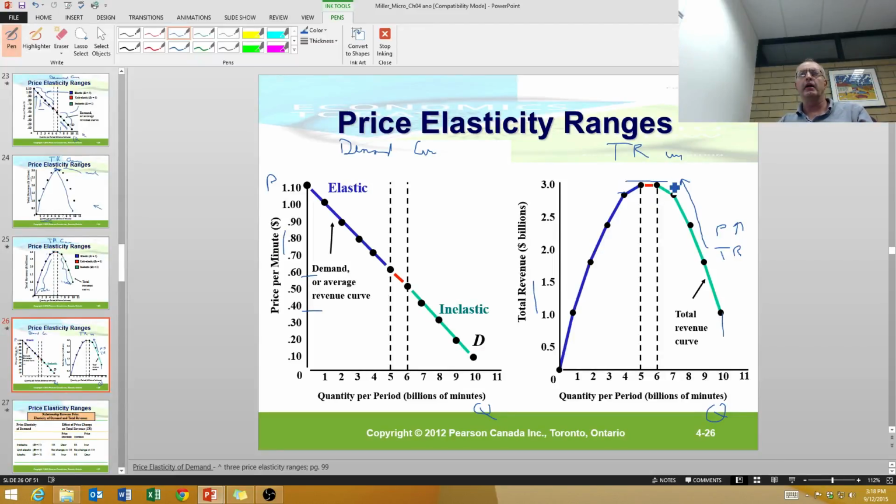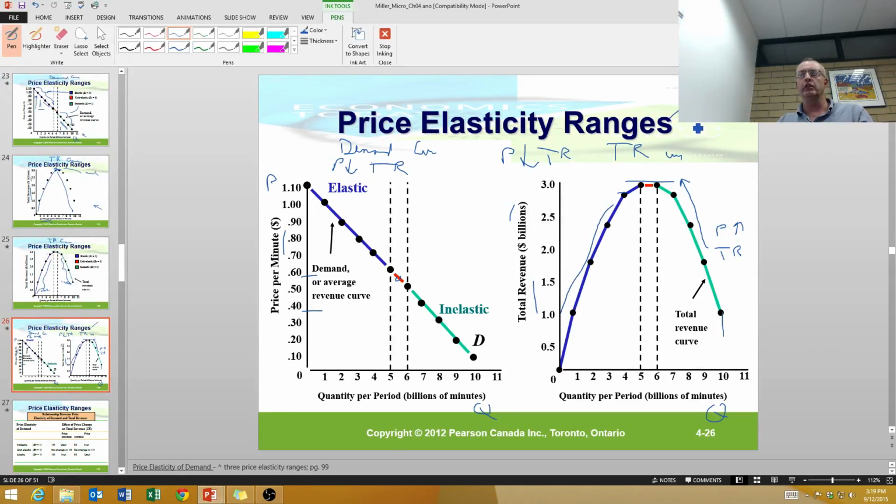Total revenues are maximized at the point of unitary elasticity, so that's the center of the demand curve. As price goes up, total revenues decline, and as price comes down, total revenue goes up. So that's what this is representing here. As price goes down, total revenue goes up in this little section here.